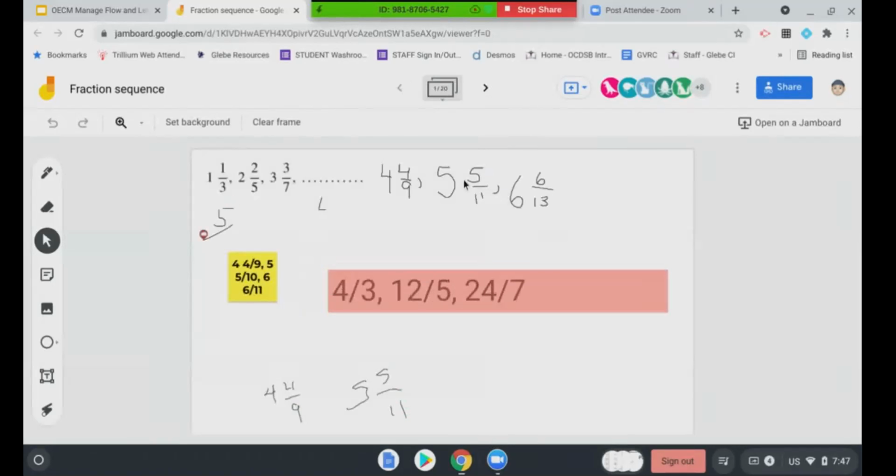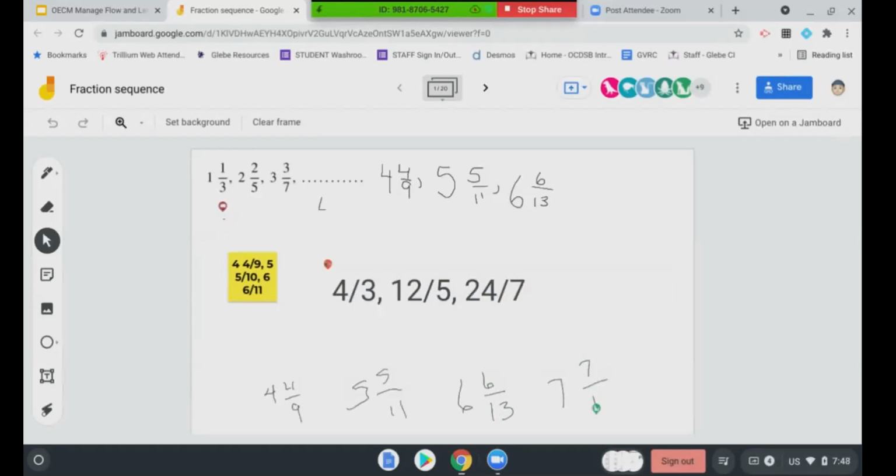There we go. 4/3, 12/5, 24/7. So someone did the first 3. Awesome. So now my next instruction, and again, I might be doing this around the room, but this is my idea of not giving them anything other than the sequence to start. But now we're going to develop this into a nice rich mathematics.